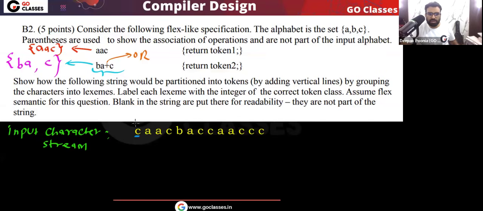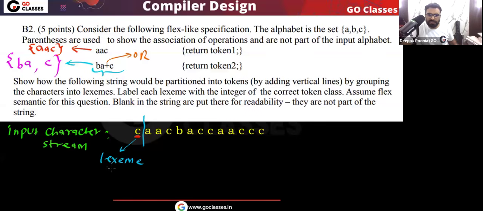Very simple. So the lexical analyzer will read the character stream from left to right, character by character. Right now you are here. When you are here, definitely this regular expression is not a candidate. This regular expression is a candidate, and it has only two strings, BA and C. So yes, C is matching. That's it, we got our lexeme.